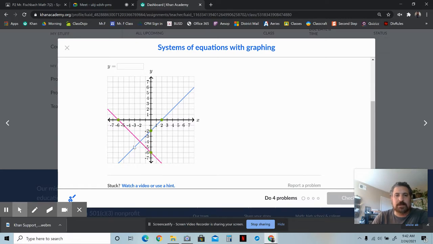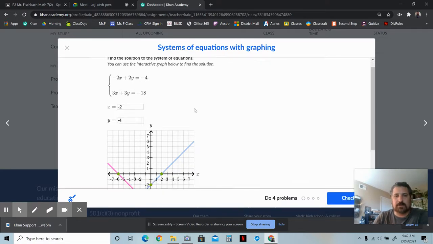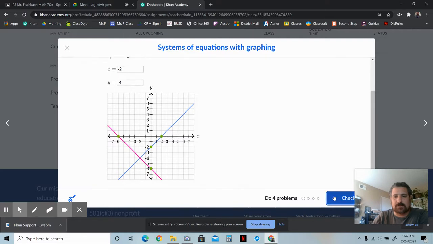Now you have to ask yourself on the graph, where do they intersect? And it looks like they intersect right here, at an x value of negative 2 and a y value of negative 4. So x equals negative 2 and y equals negative 4 should be the solution to the system. And that's how you do it.